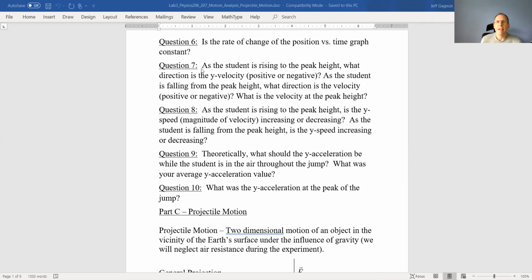Question 7, as a student is rising to the peak height, what direction is the y velocity? Is it positive or negative? As a student is falling from the peak height, what direction is the velocity? Positive or negative? What is the velocity at the peak height?